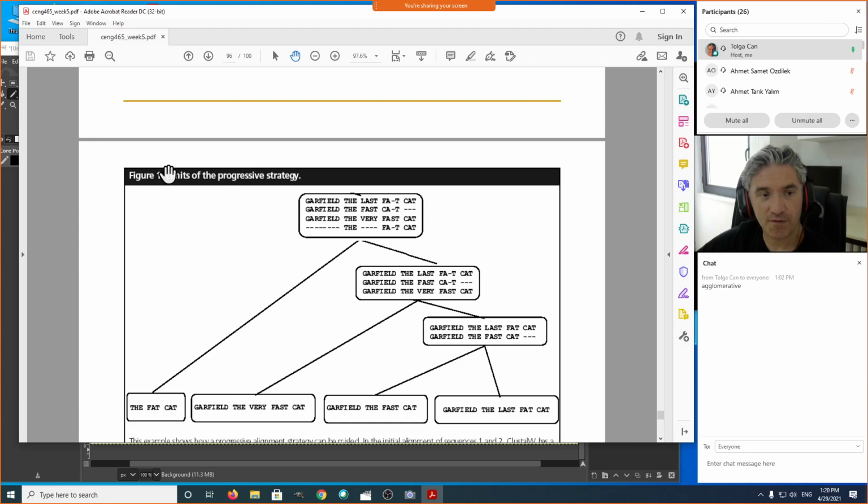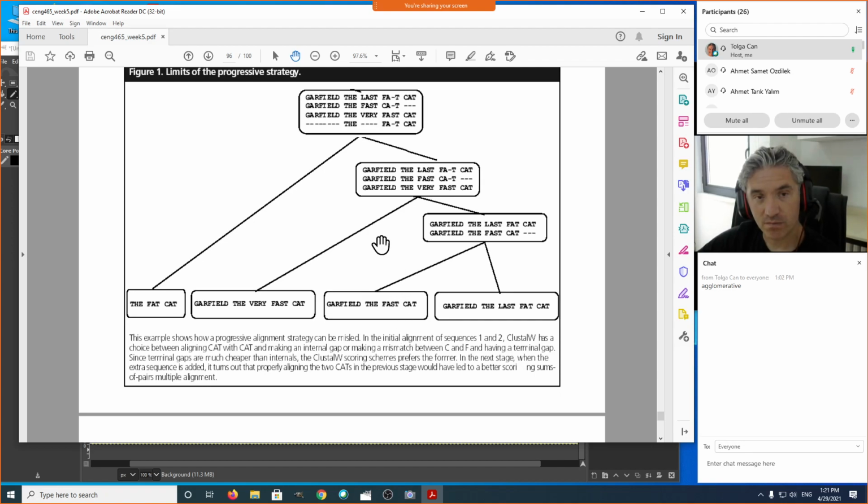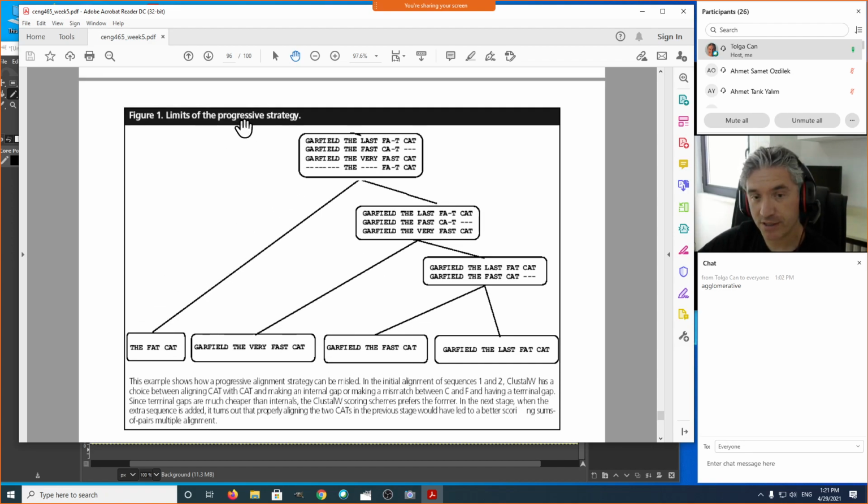Here's a figure which we discussed earlier. It shows the limits of the progressive strategy, meaning that we start with pairwise alignments, we build alignments along the way. The thing about progressive alignment is that when we build an alignment, we don't go back and make changes in the final alignment. So there are improvements to progressive alignment. There are hybrid methods which also use progressive alignment, and then after we get the final alignment, iteratively we can try to figure out whether we can make this alignment better by making small changes to it.